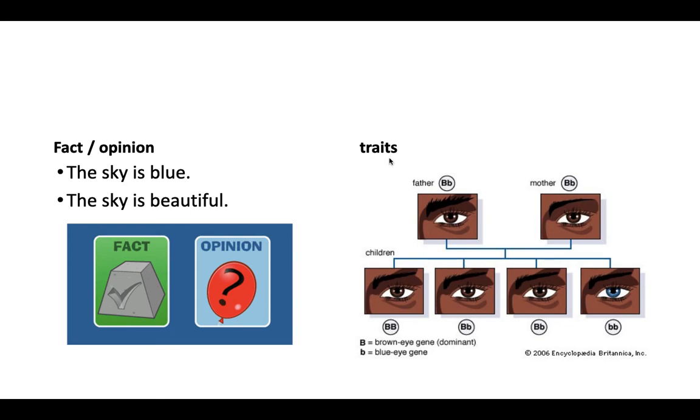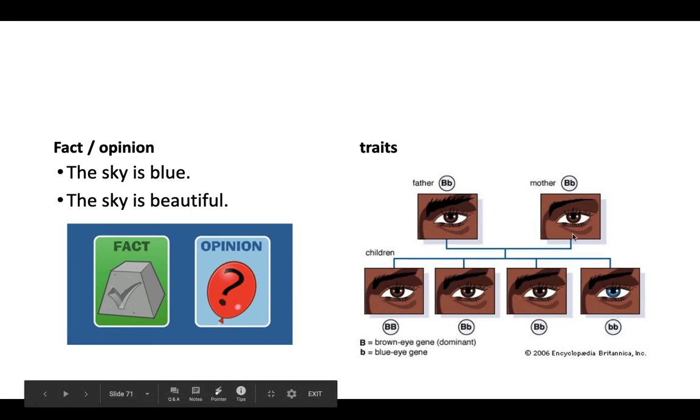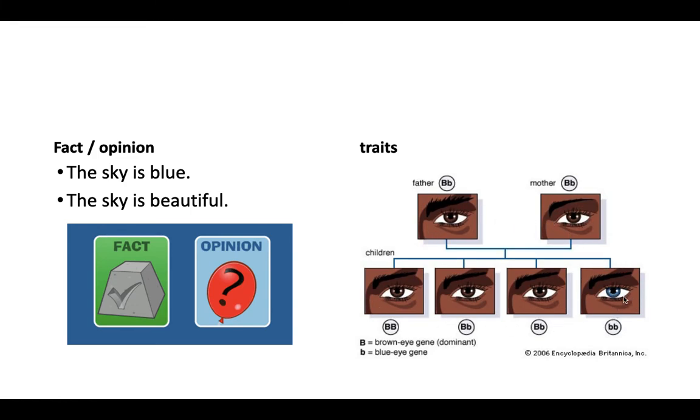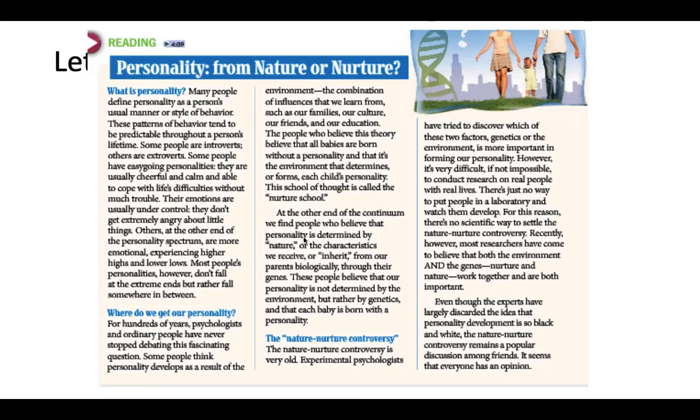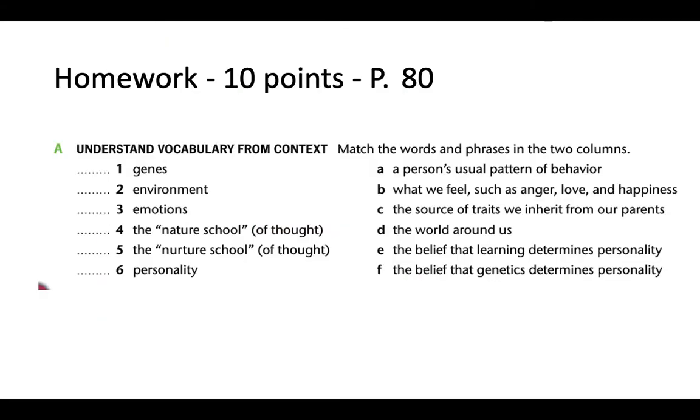Okay. Traits are something we get from our parents, right? We're talking, if you understand what this means, if you have blue eyes, you get that from your mother and father. Spectrum, it's things that are the same, but they change a little bit. So all of these here are colors, but they're on a spectrum of color. Okay, and this is the section that we're going to read in class.